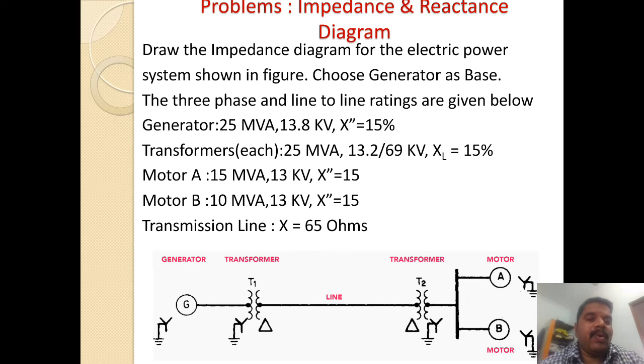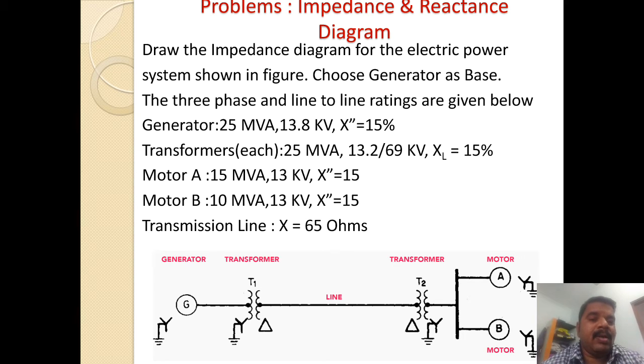The values given for the generator are 25 MVA, 13.8 kilovolt. So by using this, MVAB new is 25 MVA. The KVB new value given for the generator as the base is 13.8 kilovolt. And the next line says the three phase and line to line ratings are given below.